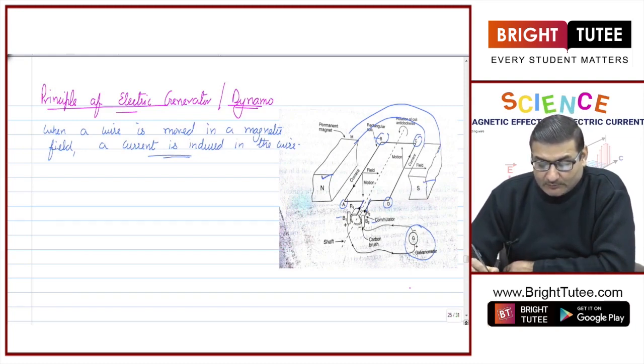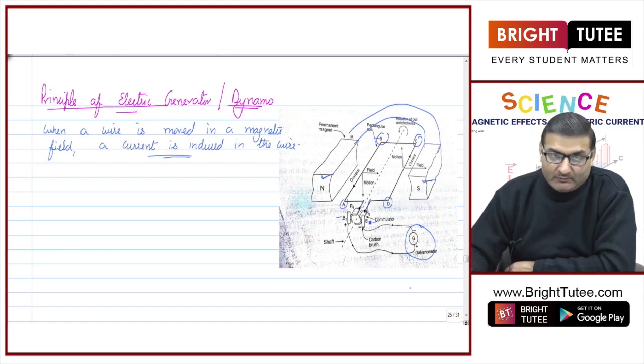This is a north pole. This is a south pole of a magnet. Inside the magnet, we have taken a rectangular coil A, B, C, D. These coils are connected with these split rings or commutators. These are split rings, broken rings, right? These split rings are connected to carbon brushes B1 and B2.